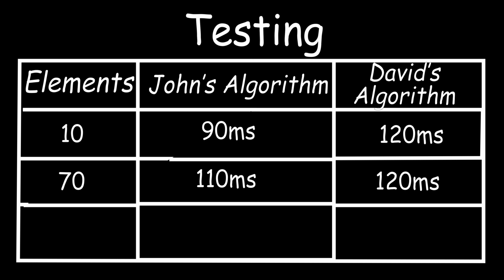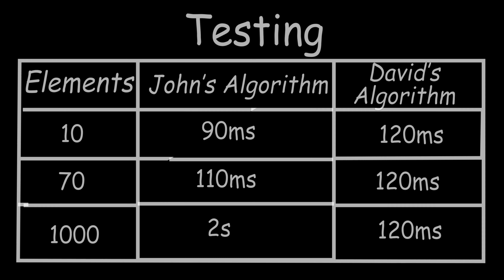For 70 elements, John's algorithm took 110 milliseconds and David's algorithm remained the same. For 1000 elements, John's algorithm took 2 seconds and David's algorithm was at a constant 120 milliseconds. Now what's the conclusion? Whose algorithm was good? To answer this, you need to know about order and how to calculate order.